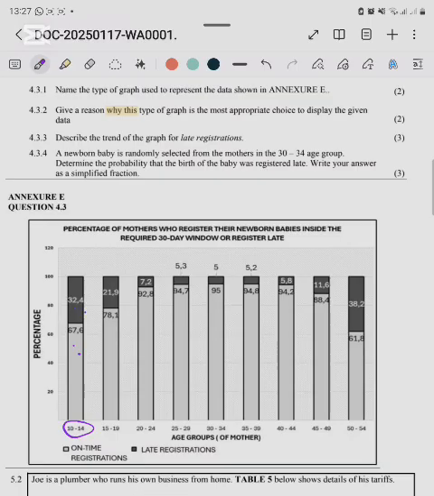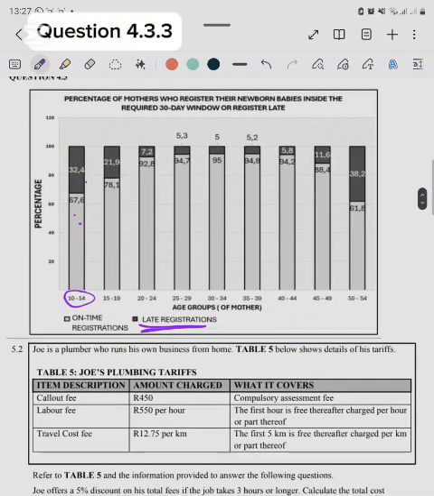Then you were asked, describe the trend for the late registrations. Late registrations, if we look at our graph, is going to be these dark colors. So we're not looking at the light gray at the bottom, but we're looking at the dark colors. And trend is saying basically what happened. So there's three main things that we see happening. And you can divide it into these three kind of regions of what's going on here.